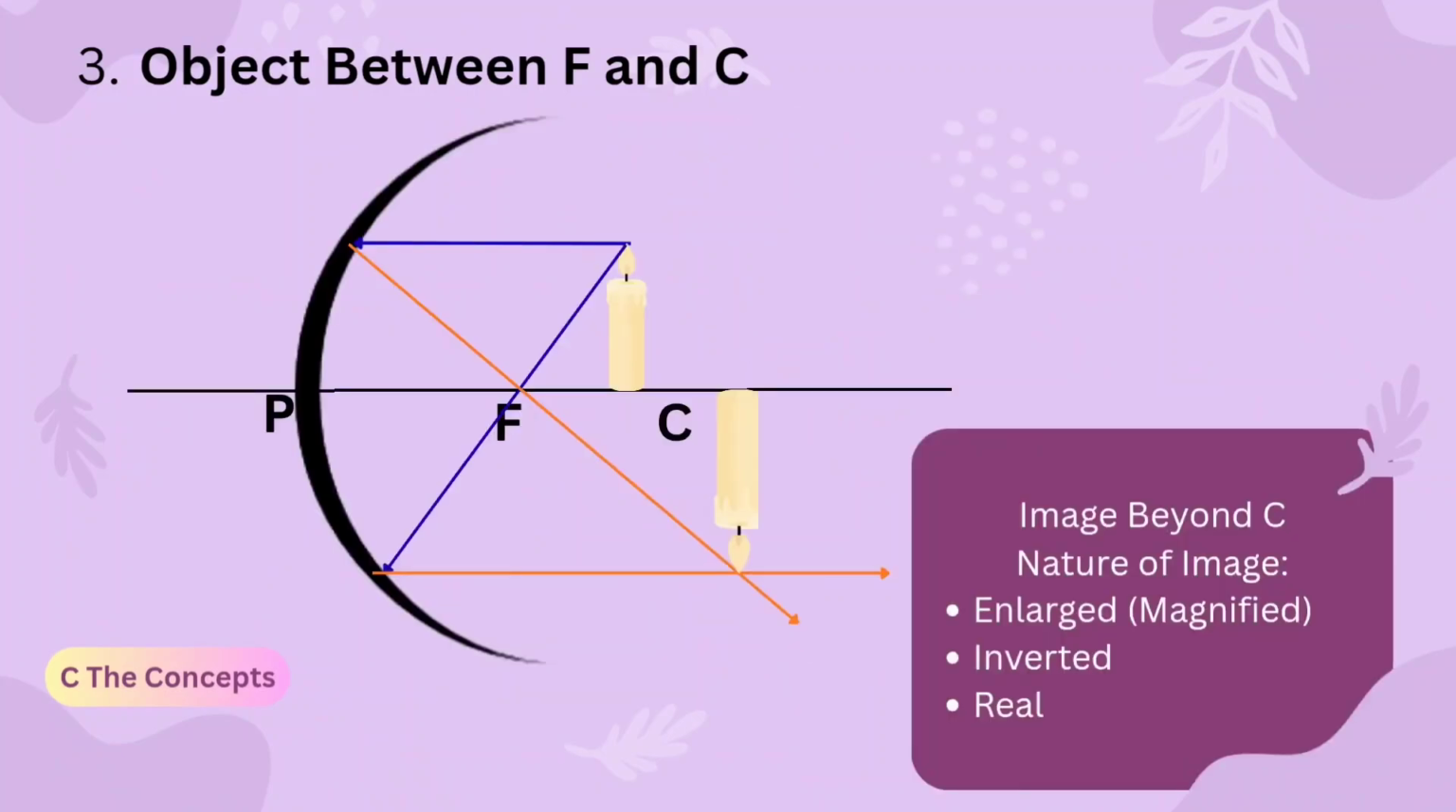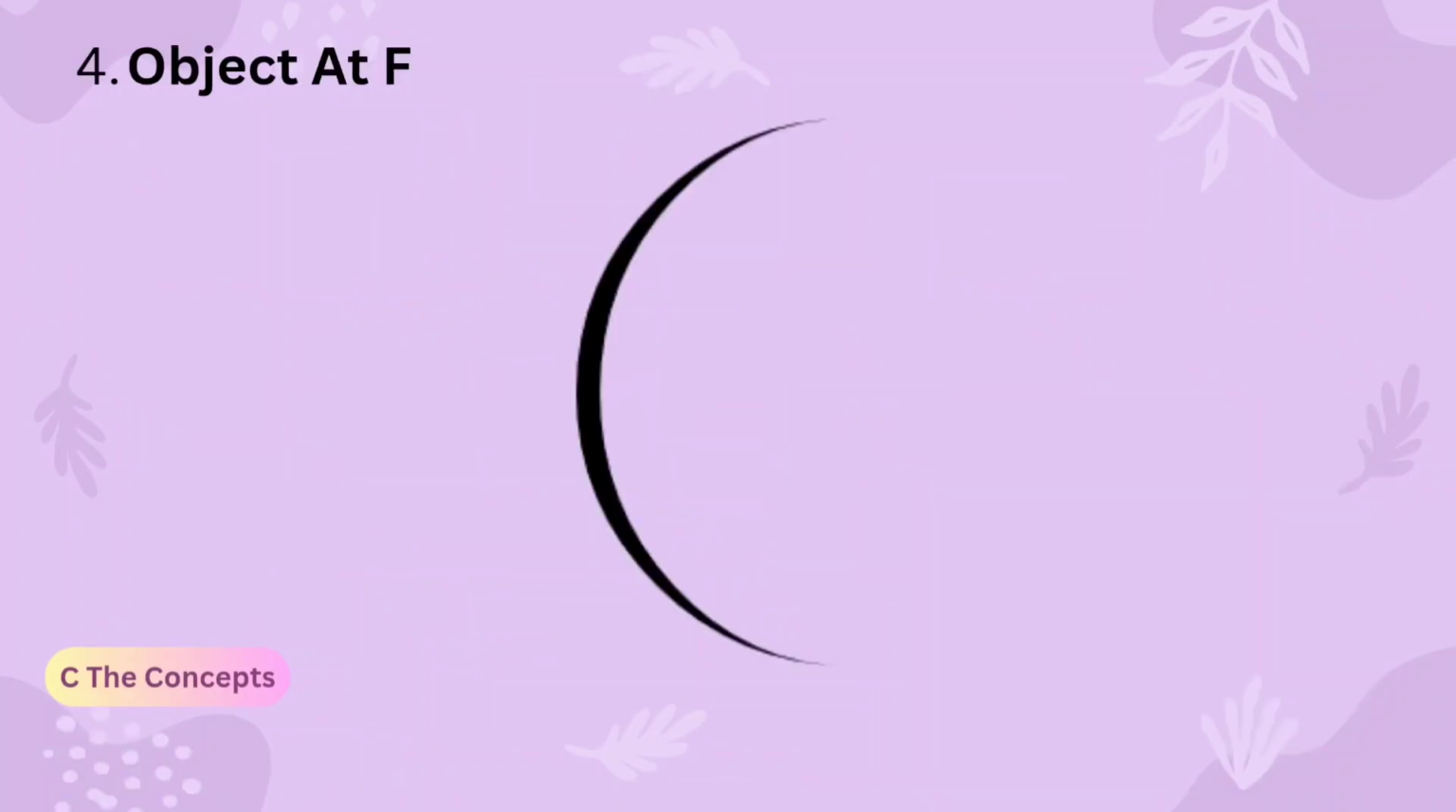So here we can see that the point of intersection of reflected ray is beyond center of curvature. So our image position will be beyond center of curvature, and the nature of image is enlarged, that means magnified, inverted and real. Now our third object position. Now consider your object at focus.